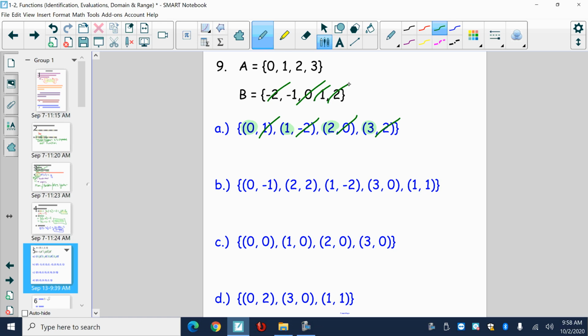Not everybody is going to choose every type of ice cream flavor in Baskin-Robbins. There's going to be some that are not going to be chosen. That's okay. The question is, is this a function? Yes, it is a function because none of my x values repeated and I used all of set A.